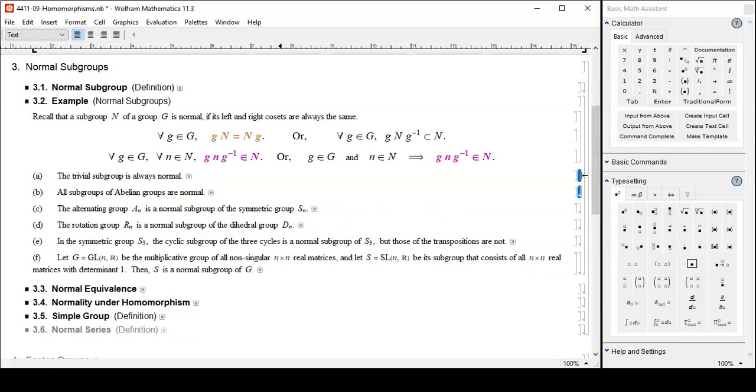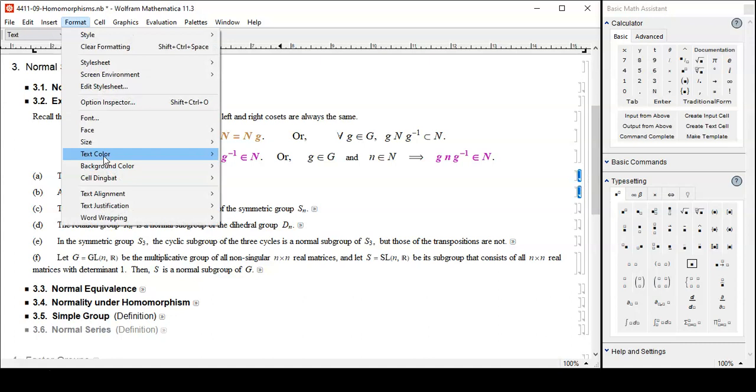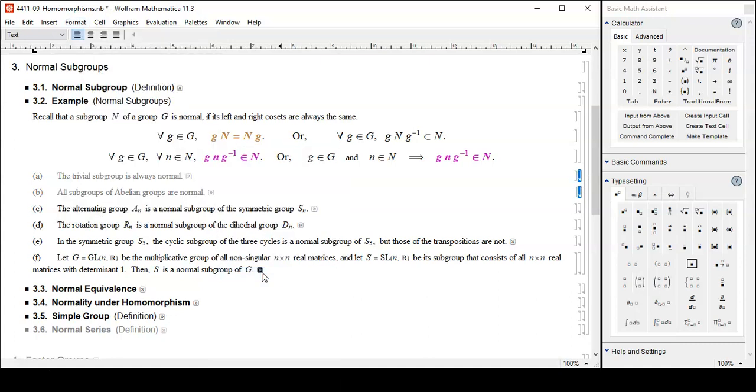However, these two examples are just too trivial. Let's consider some non-trivial examples. And all these are going to be non-abelian groups, so please brace for impact. Okay, let's begin. The alternating group, A_n, is a normal subgroup of the symmetric group S_n.